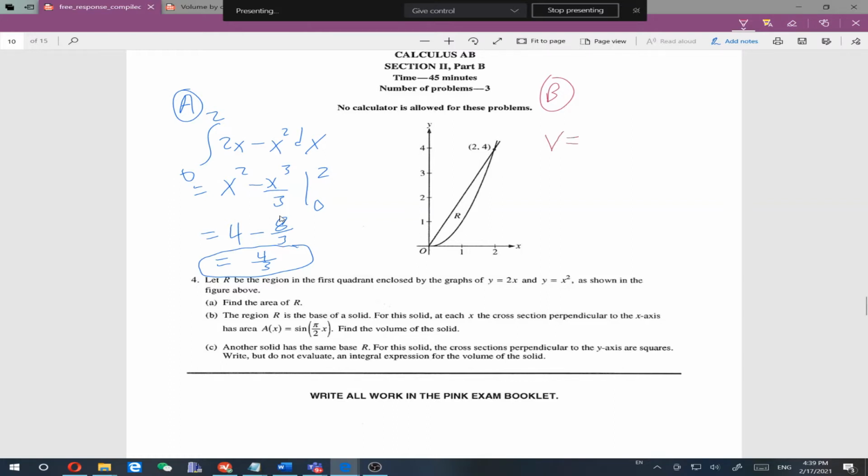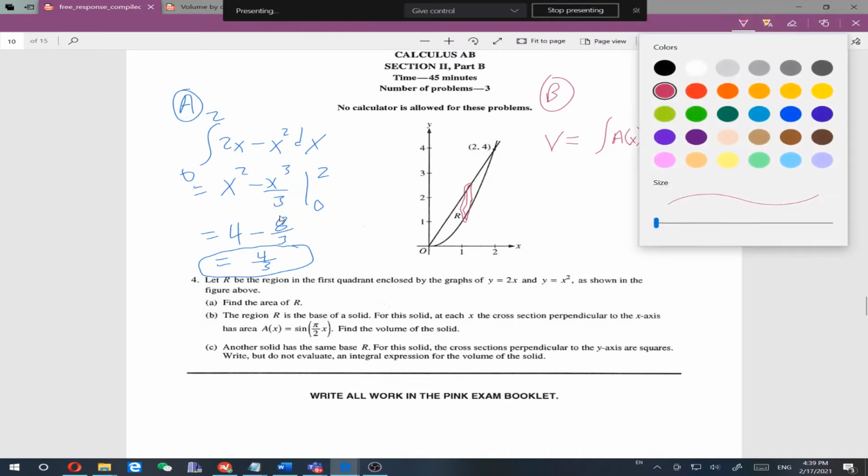So our area is sine of pi over 2 x. So our volume should be A of x times the depth of each value. Okay, so we've got an area that's popping up out of the page, which is some sort of sine function. But we also have an infinitely small change in x, right? Yes.